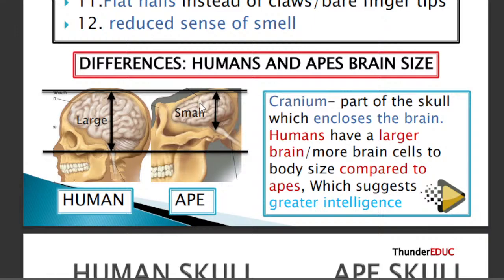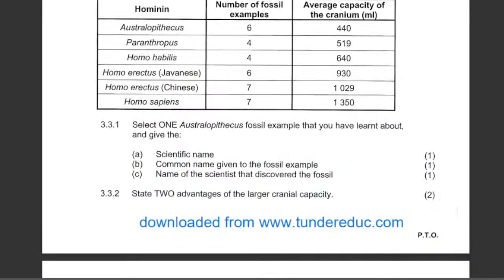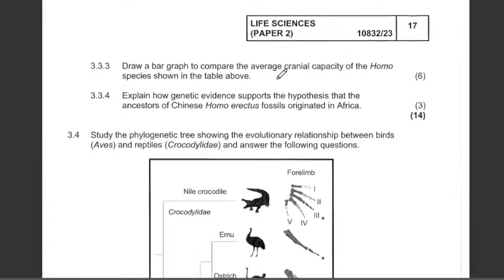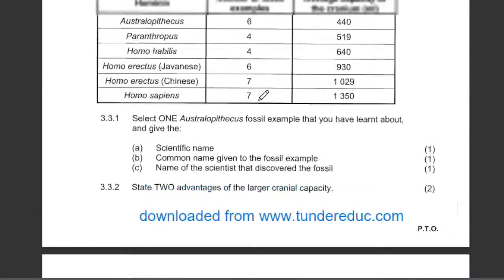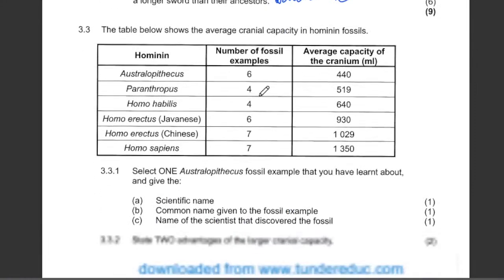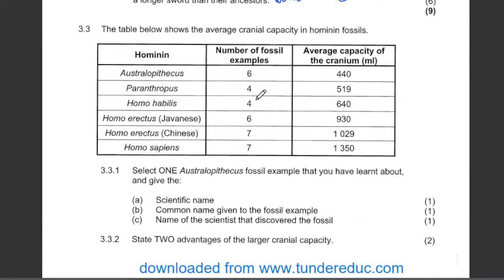Then you're saying draw a bar graph to compare the average cranial capacity of Homo. Guys, this question was not supposed to be rushed. You know why? Let me show you. They're saying Homo species. Some people are busy touching their heads, saying, oh, I drew everything. That's why I said don't rush. Don't finish the paper in 1 hour and then say, yeah, I'm done. You think the examiner is a fool?